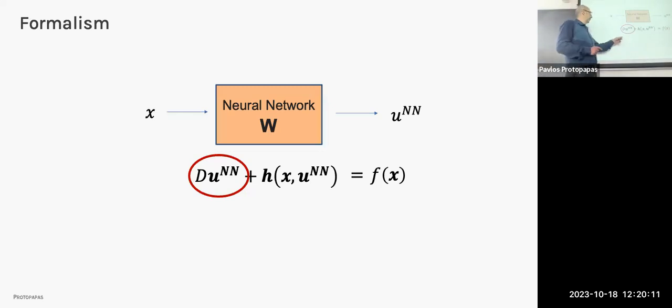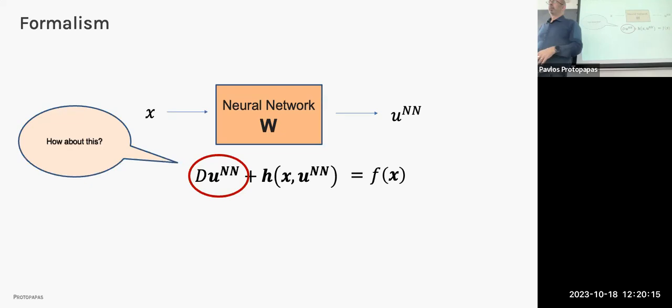How do I find the derivative of u? Anyone? Backpropagation, yes. So I can do it analytically, with automatic differentiation, backpropagation. So those derivatives are not numerical. They are exact, given the parameterization.